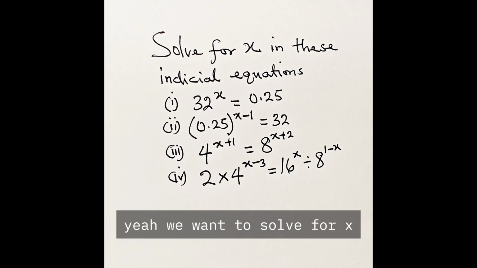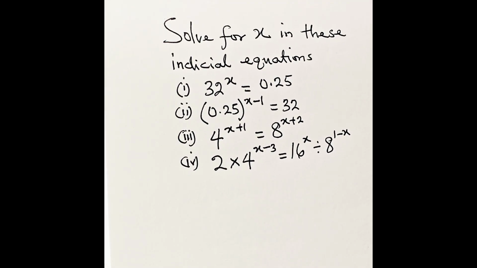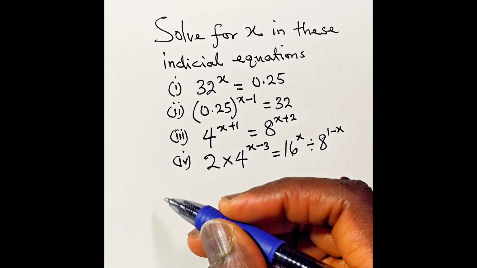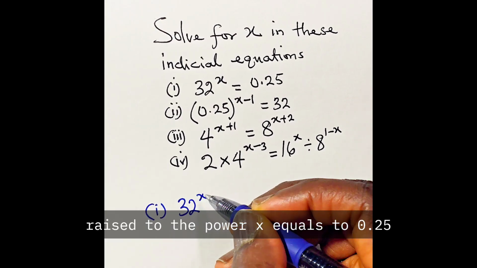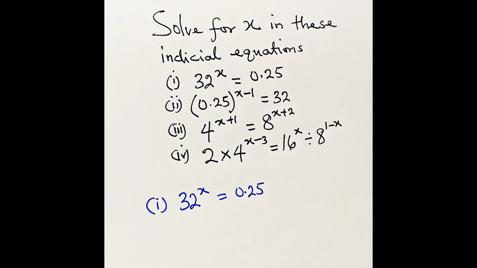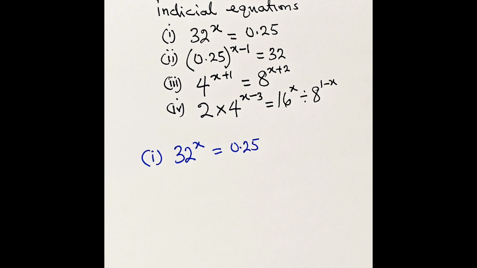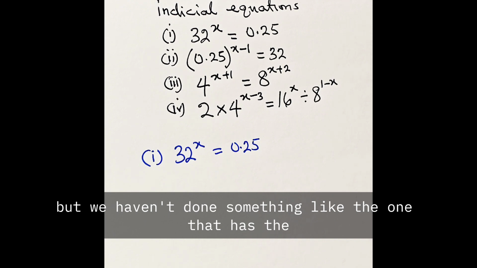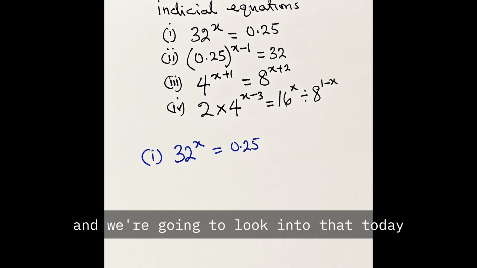We want to solve for x in these equations. The first question is 32 raised to the power x equals 0.25. As we can see, we've been doing a lot of indicial equations, but we haven't done something like the one that has decimals. And we're going to look into that today.